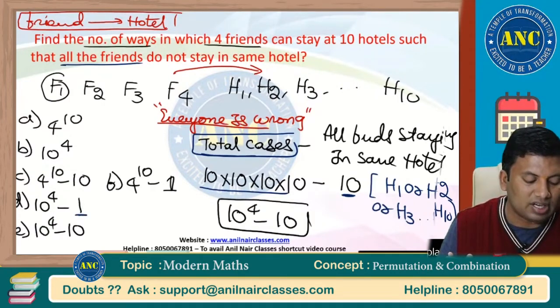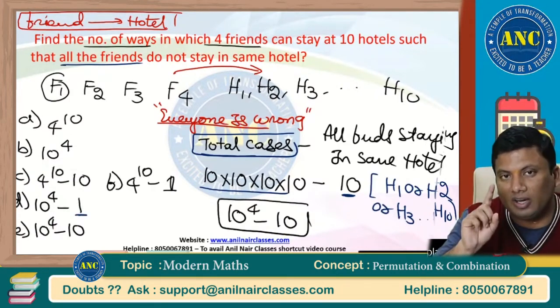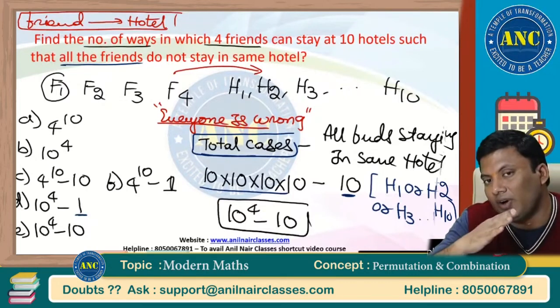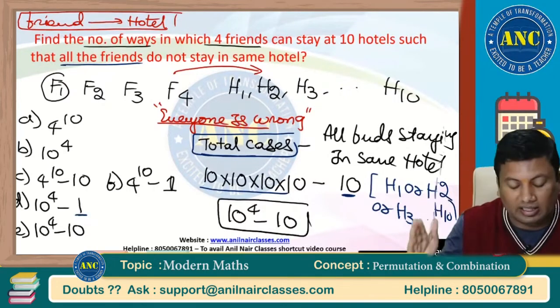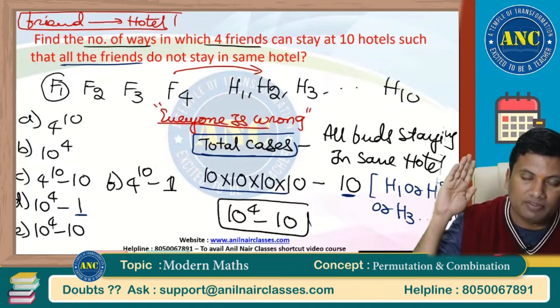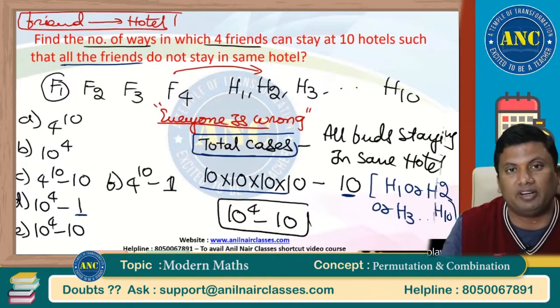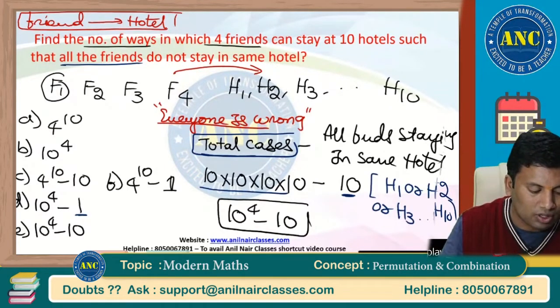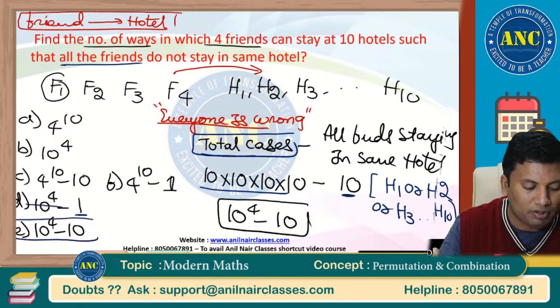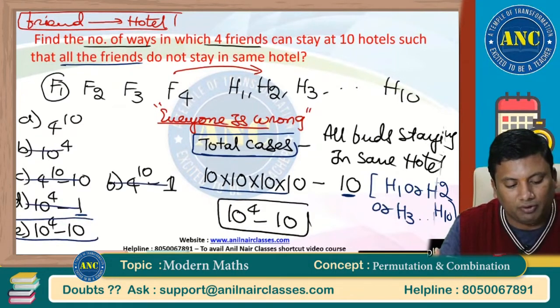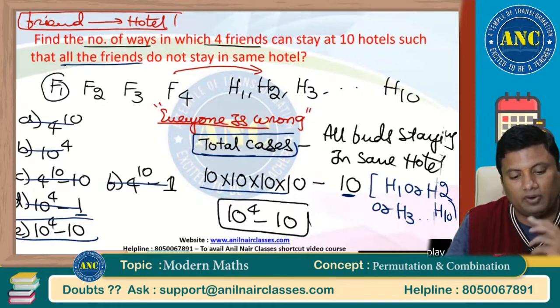All the friends staying in the same hotel, there is one way like that. Hotel 1, Hotel 2, Hotel 3, there are 10 different hotels. All of them staying in Hotel 1 is different from staying in Hotel 2. So, the answer is 10 power 4 minus 10.